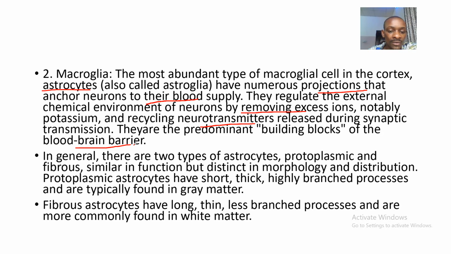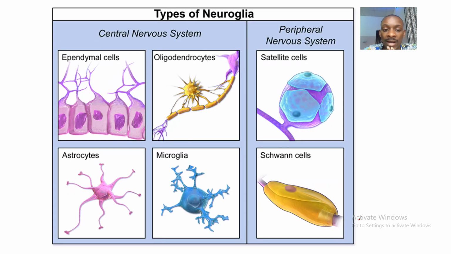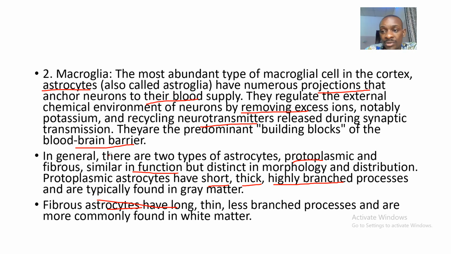Okay, so now in general, there are two types of astrocytes. We have the protoplasmic and the fibrous. They are similar in function but distinct in morphology and distribution. Further, the protoplasmic astrocytes have short, thick, highly branched processes and are typically found in the gray matter. The fibrous astrocytes have long, thin, less branched processes and are commonly found in white matter. Okay, so these are the astrocytes that we are talking about, and they are types of macroglia. We have two types: the fibrous and the protoplasmic. This page explains where the two types are predominantly found.